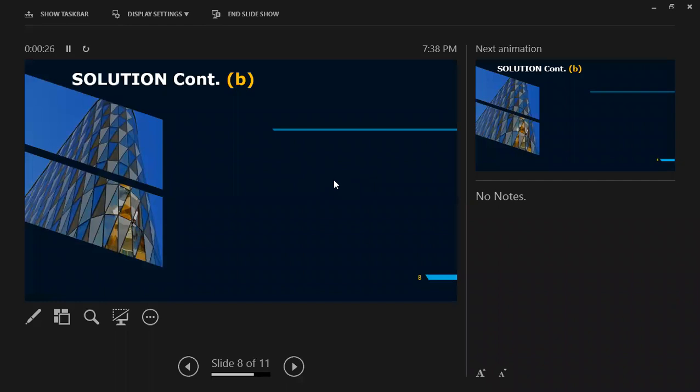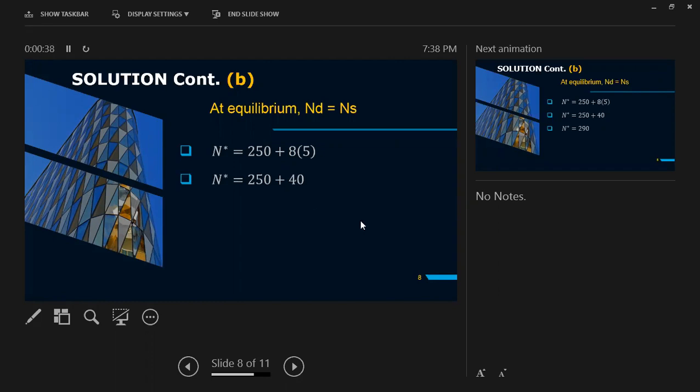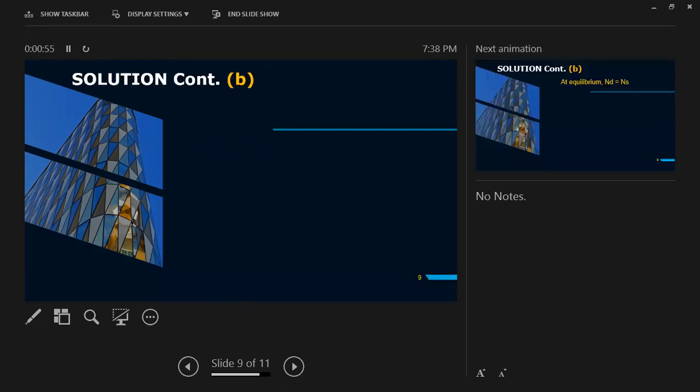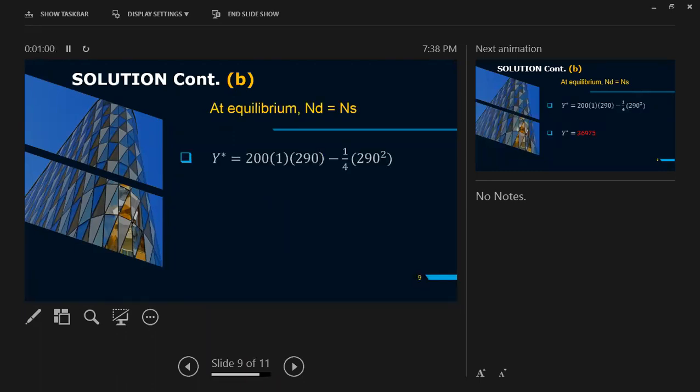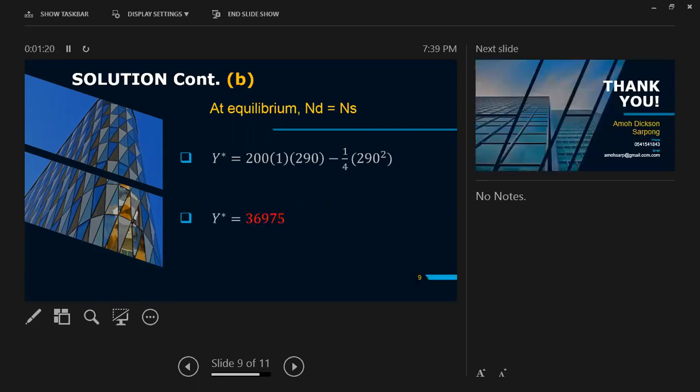Okay, so after getting your W over P to be 5, we put it into the labor supply function. So this is what we are getting. N star is equal to 250, and then we add our 4. So we are getting 290. So the equilibrium N is 290 units. Now that we have N star, we can find our Y star. Remember the production function was 200 K N minus 1 over 4 N squared. So putting K is equal to 1 where K is, and then 290 where N is, this is what we get for Y star. Very simple. So this is your Y star.